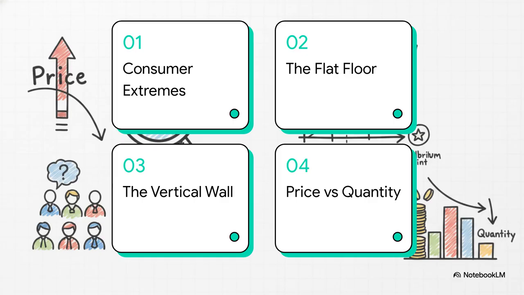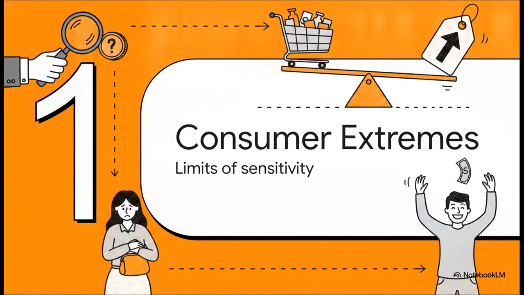Here's our quick roadmap for today's explainer. 1. The extremes of consumer sensitivity. 2. Panel 1, which we'll call the flat floor. 3. Panel 2, the vertical wall. And 4. Locked price versus locked quantity. All right, let's jump right into part 1, the extremes of consumer sensitivity.